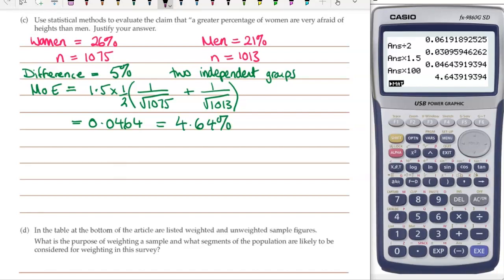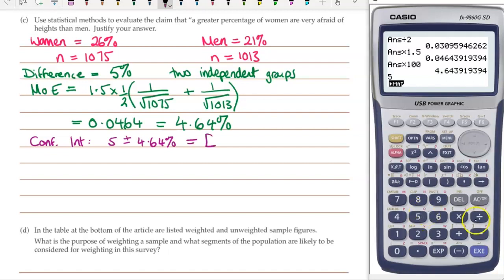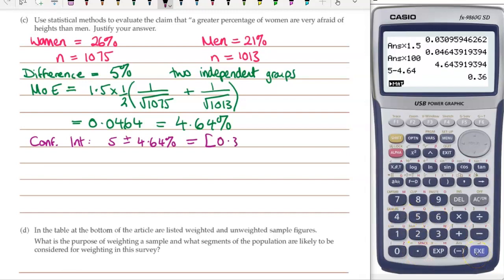Now, applying that to the difference of 5, we get a confidence interval of 5 plus or minus the 4.64%, which will go down to, if we do 5 minus 4.64, the lower limit would be 0.36 and the upper limit would be 9.64. Now that is entirely positive, so we can be confident that the difference between these will be positive, that it doesn't contain 0, and so we can make the claim that the percentage for females would be higher than the percentage for males.